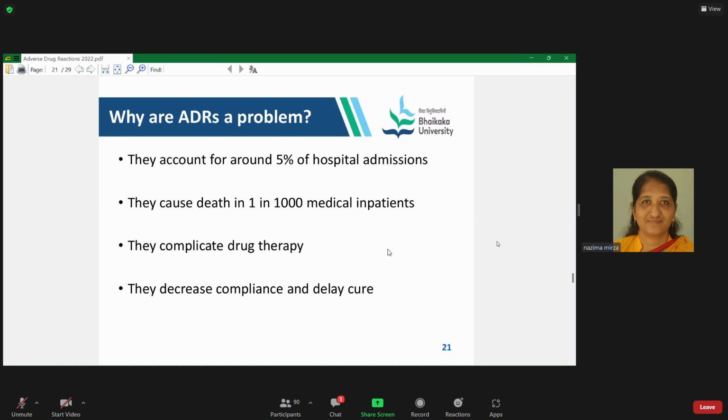ADR, why is there a problem? Because it accounts for hospital admissions. It may be responsible for death. It may complicate the drug therapy. It may decrease the compliance and may delay the cure.